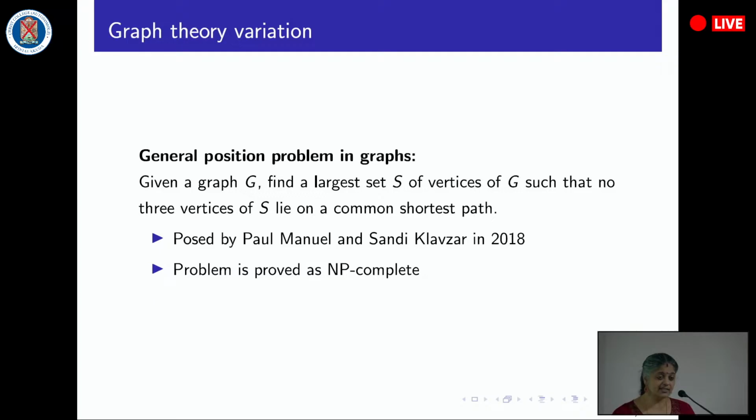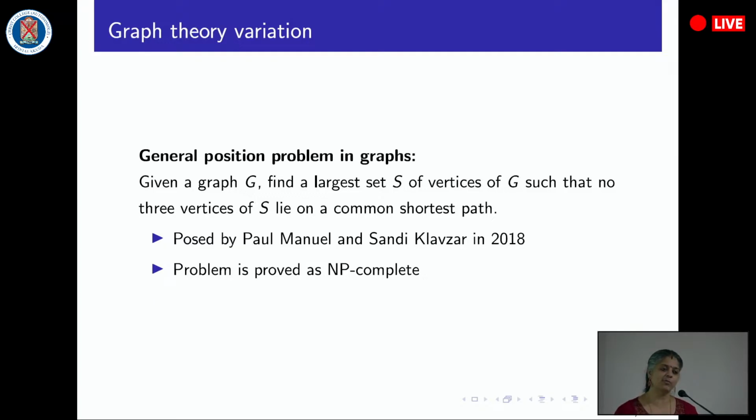And again, the shortest path is not unique. In the plane, the shortest path is a straight line, which is fixed. But when coming to graph theory, even when we are restricting ourselves to geodesic paths, shortest paths between two points, the shortest path need not be unique.